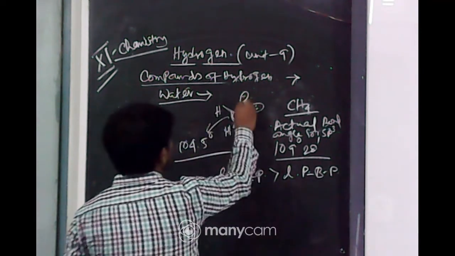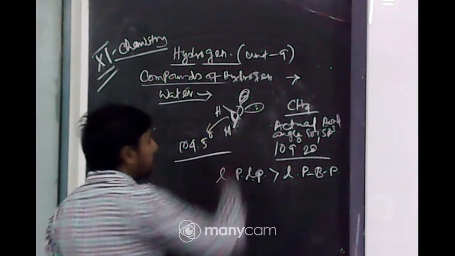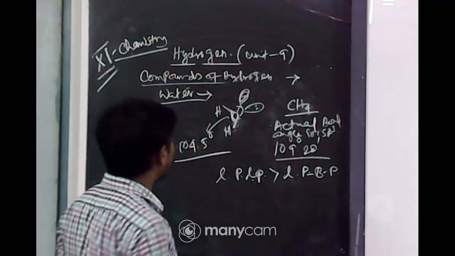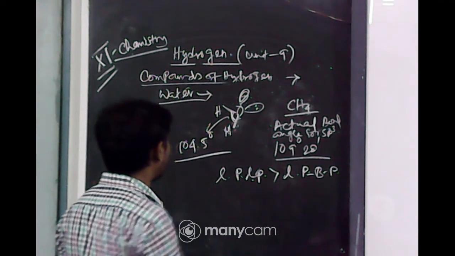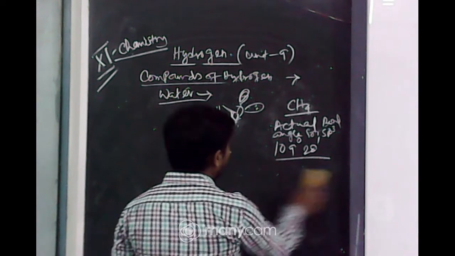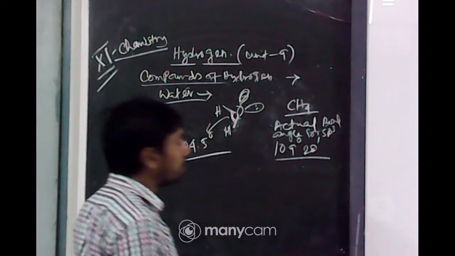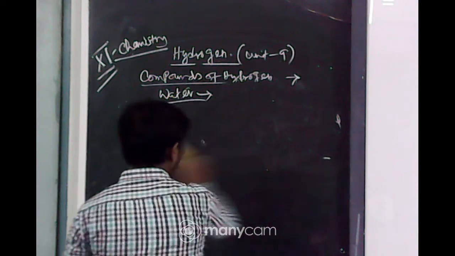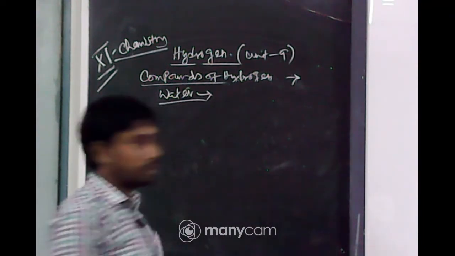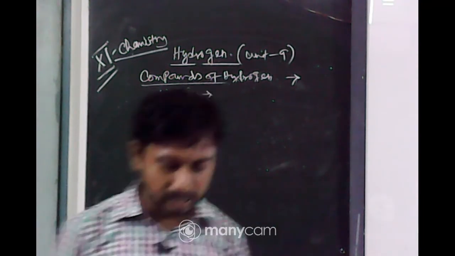As there are two lone pairs, it will repel the bond angle to a lesser degree, forming 104 degrees 5 minutes. We can explain this by using VSEPR theory. From the hybridization, we can call it tetrahedral.